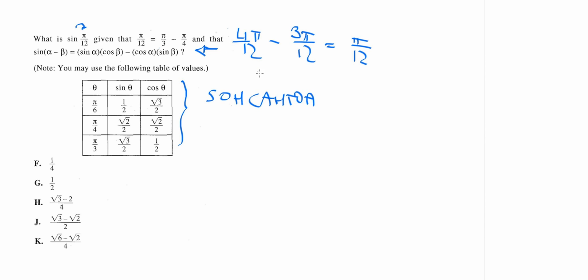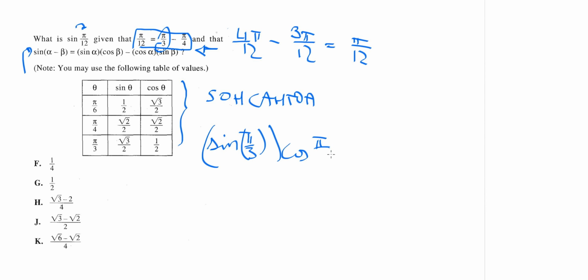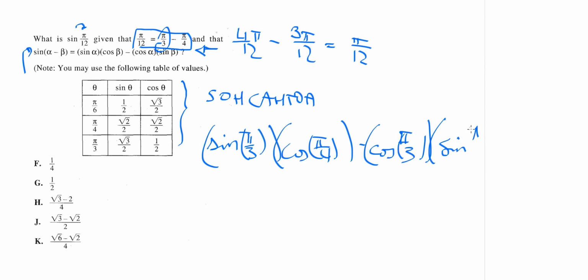But enough of that. The information is given to you, so even if you didn't realize those things, it's written down. All you have to do is plug in and try to figure out the problem. So let's go ahead and do this together. So the sine of alpha minus beta, where we know that pi over 12 is the same as pi over 3 minus pi over 4, would be simply sine of alpha. In this case, let's say pi over 3 is alpha. Sine of pi over 3 times cosine of pi over 4 minus cosine of pi over 3 times sine of pi over 4.